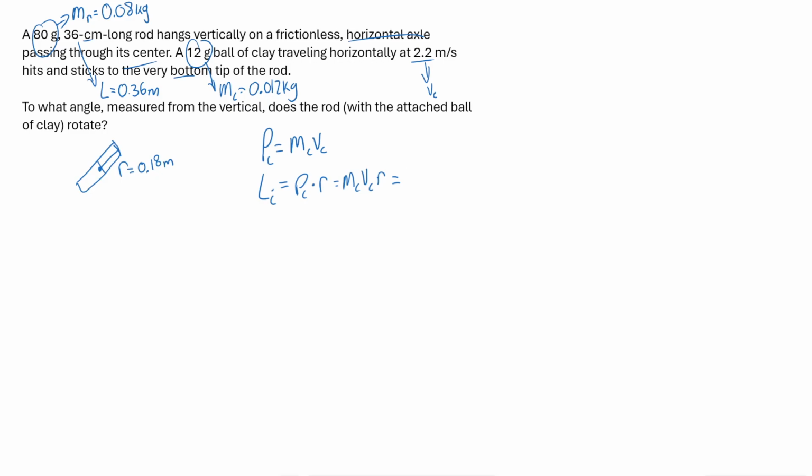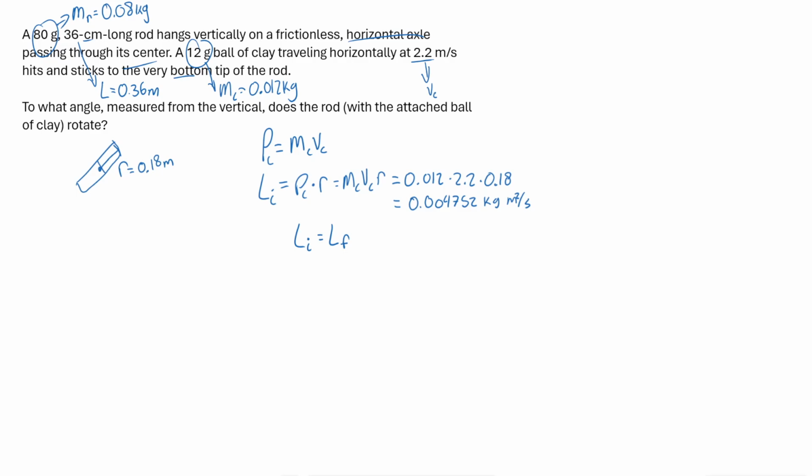So we can make our substitutions now. We have the mass of the clay, 0.012, times the velocity, which is 2.2, and then times that 0.18 meters for the radius. So what does this end up being? Well, this is 0.004752. So that is our initial angular momentum. And momentum in a closed system is conserved, right, without any external forces. So what this means is that our initial momentum is equal to the final momentum.